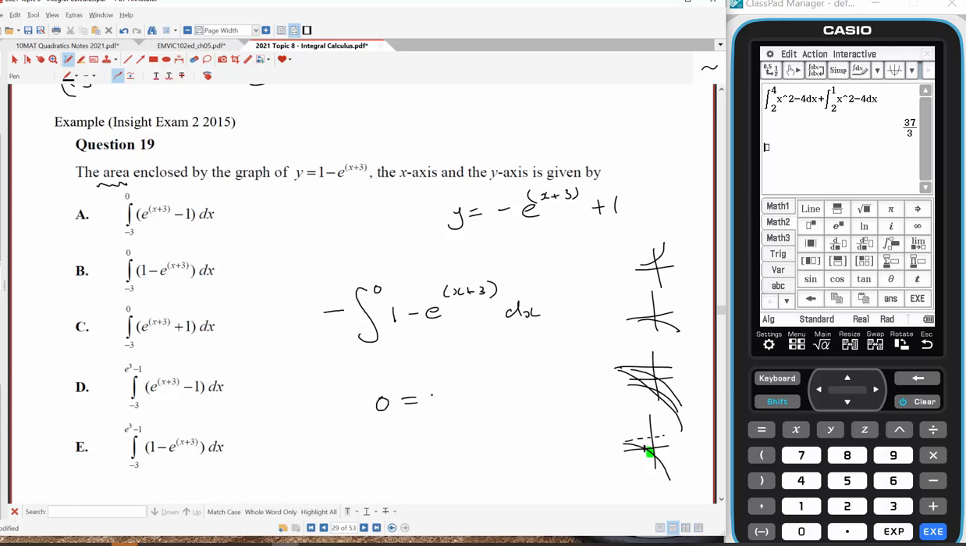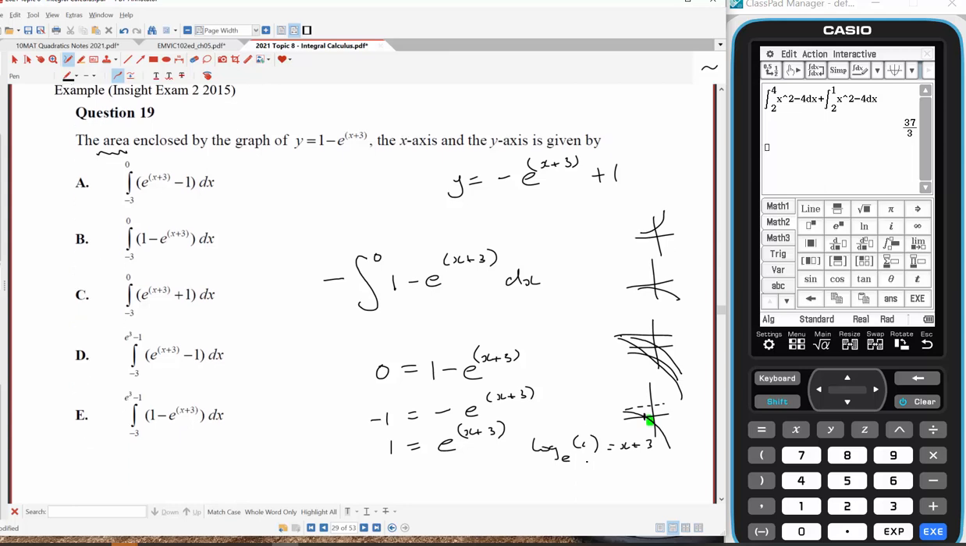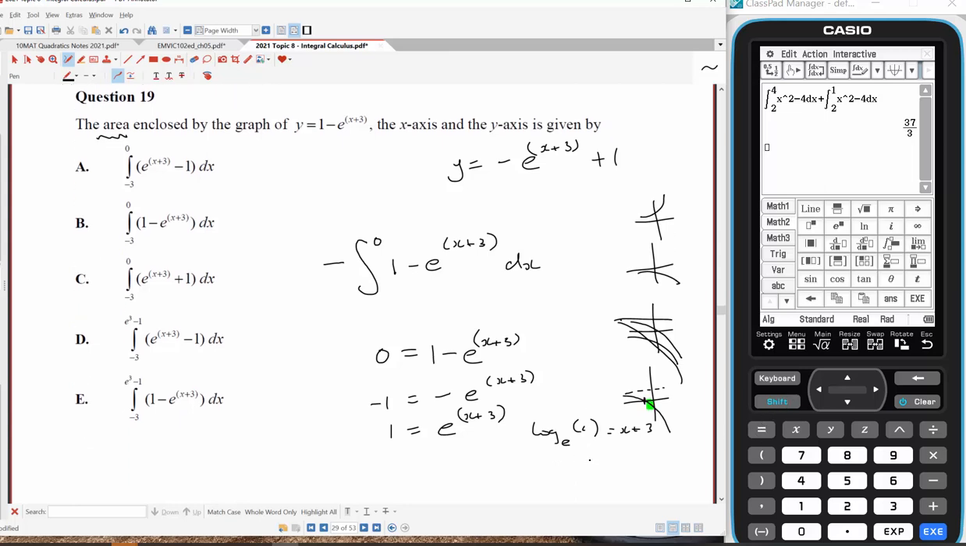It's when y is equal to 0. Negative 1 equals negative e to the x plus 3. That's 1 equals e to the x plus 3. Log e of 1 equals x plus 3. Log e of 1 is 0, so x is equal to negative 3, which would make sense because e to the 0 will give us 1. So that x value is negative 3, so it's going to be a negative 3 there.